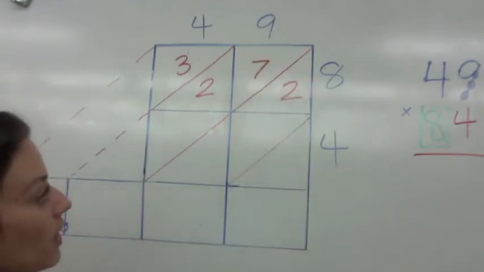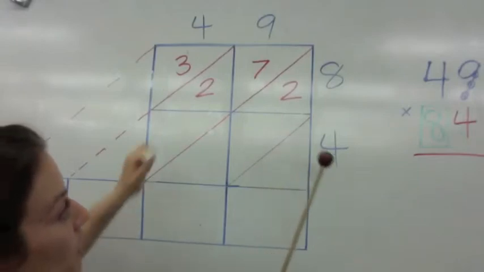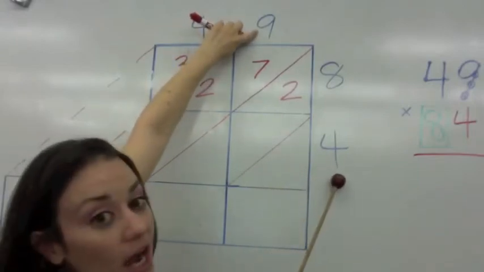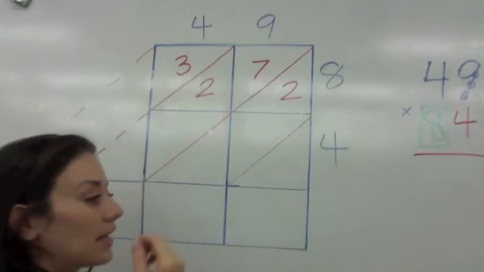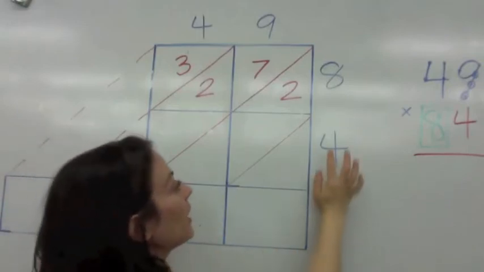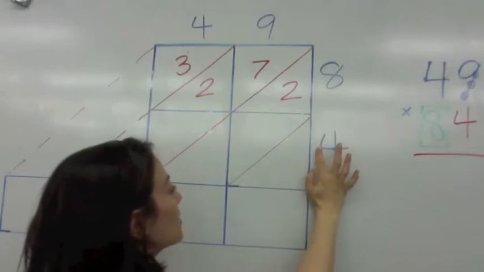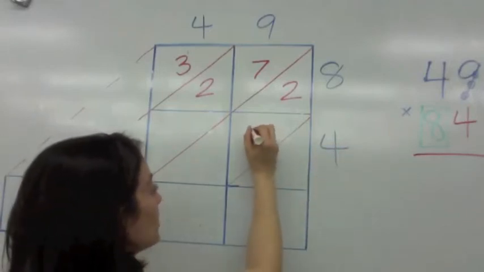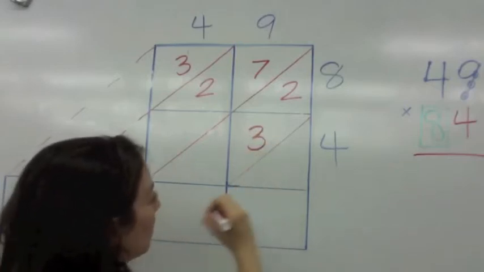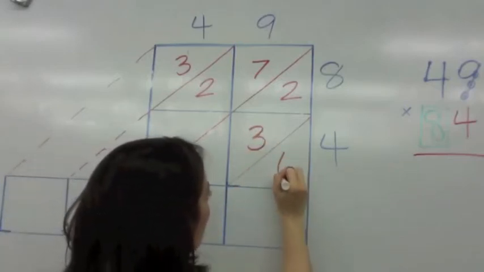Okay, so let's go ahead and do the box right underneath it. We're working with 9 still. We're going to do 9 times 4. Let's skip count by 9s. 9, 18, 27, 36. So what's 9 times 4? It is 36. 3 tens and 6 ones.